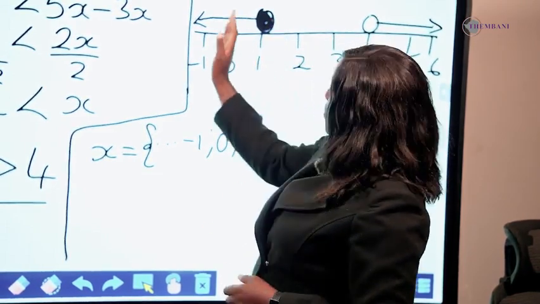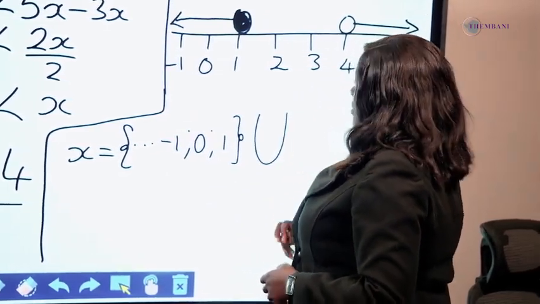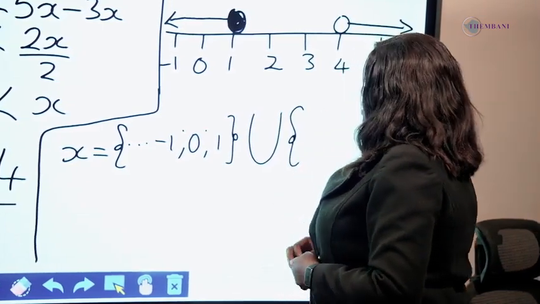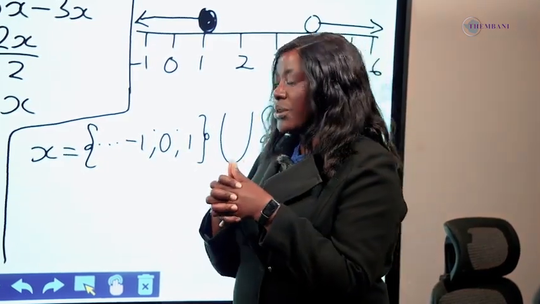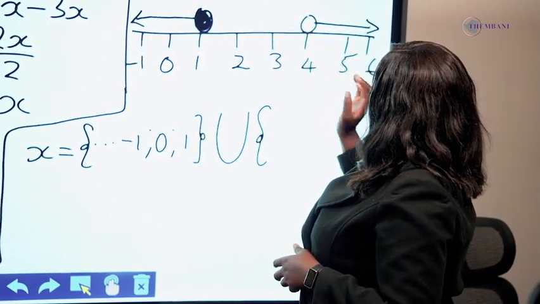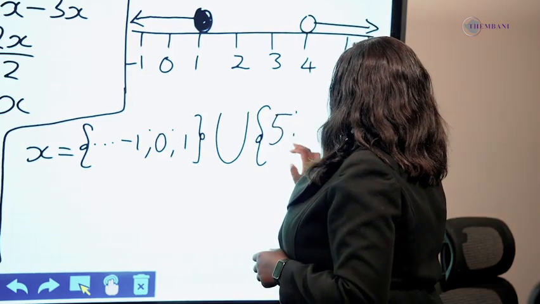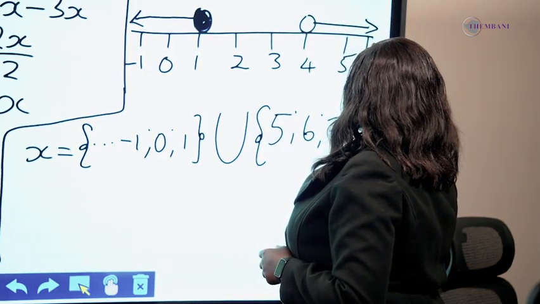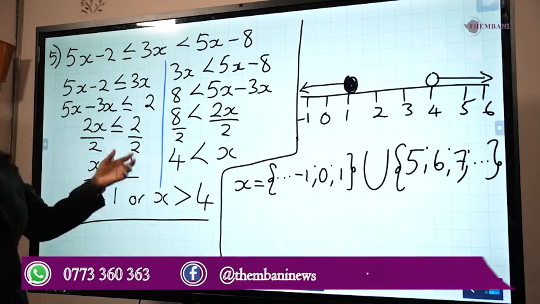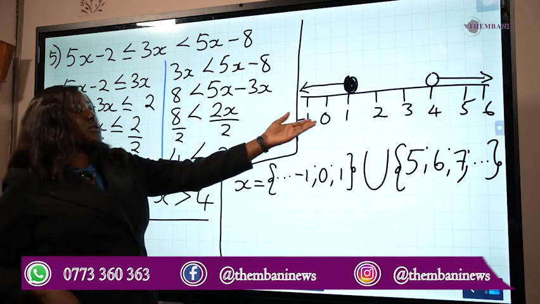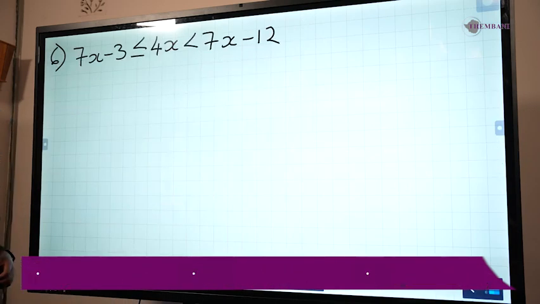So I've started from here going in that direction. And I want to combine with this. So I'm going to put a union and also write a solution set. Union means I'm combining, I'm joining the two sets together. So this is union starting from 4. I can't include 4 because I've not shaded there. So I'm going to start on 5, 6, 7, and so on. So this will be the solution for this inequality. We have solved the inequality, represented it on a number line, and also given a solution set. Let's move on to the next one.